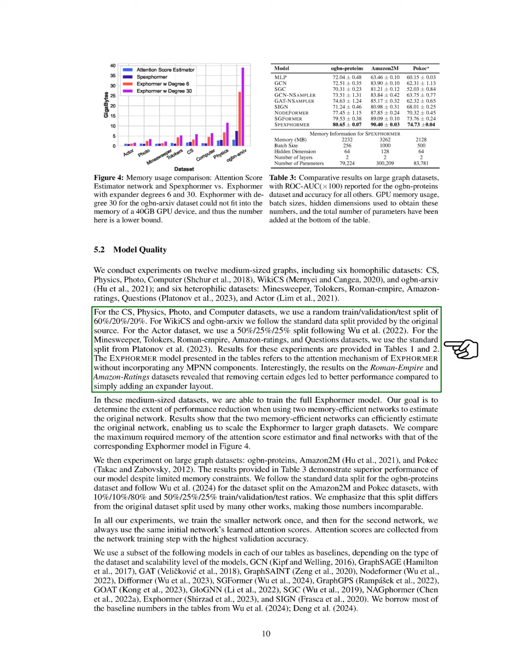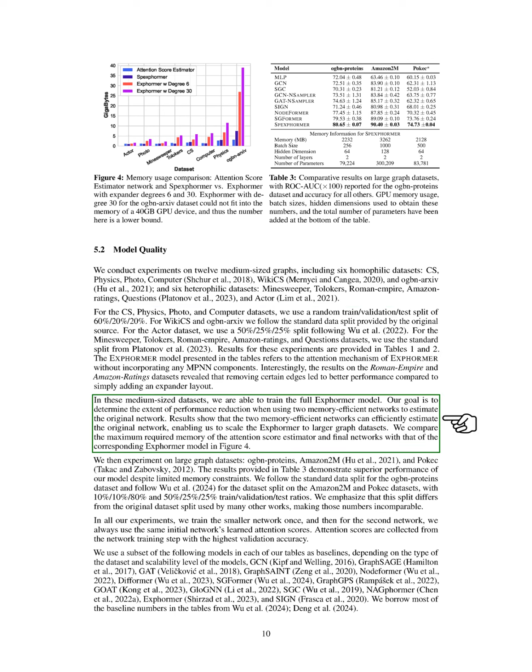The EXPHORMER model we discuss refers to the attention mechanism without any MPNN components. Notably, we found that removing certain edges in the Roman Empire and Amazon Ratings datasets improved performance compared to just adding an expander layout.